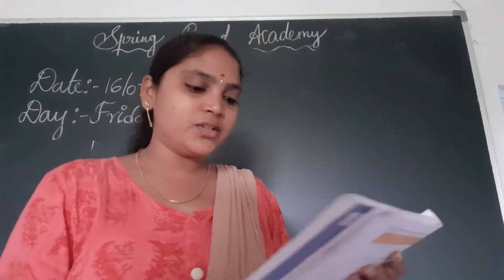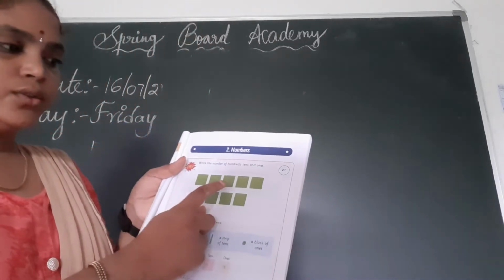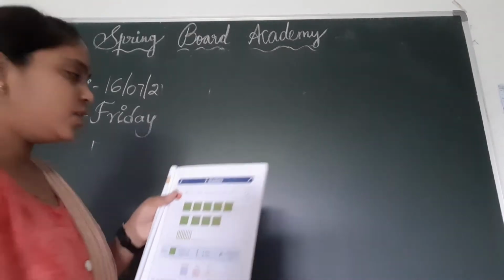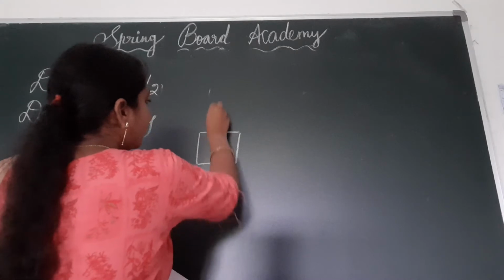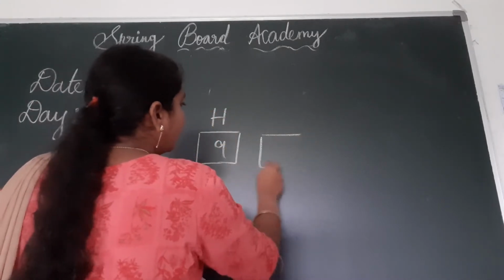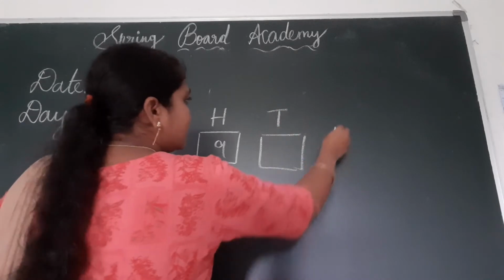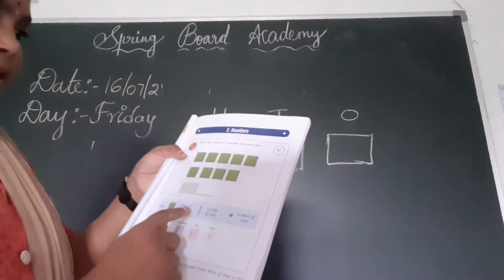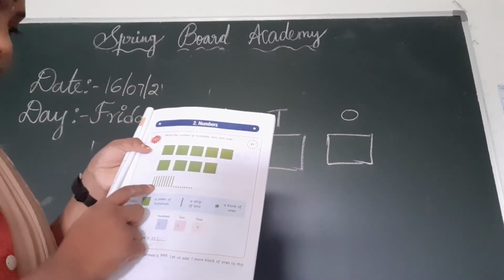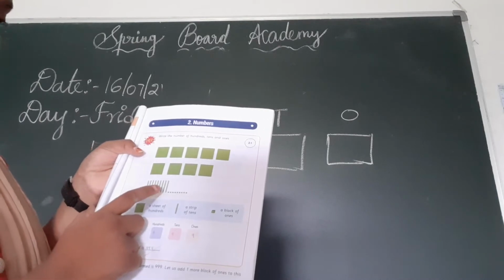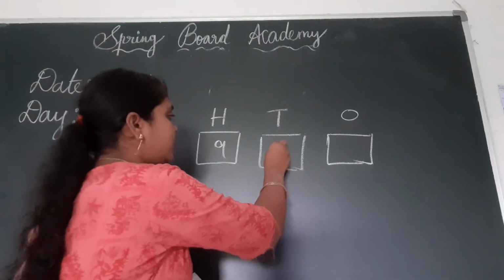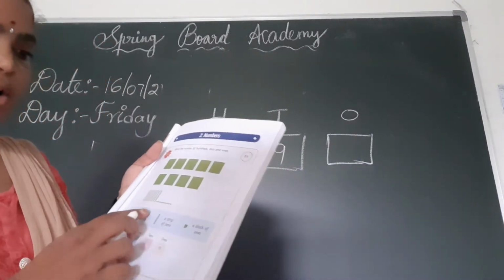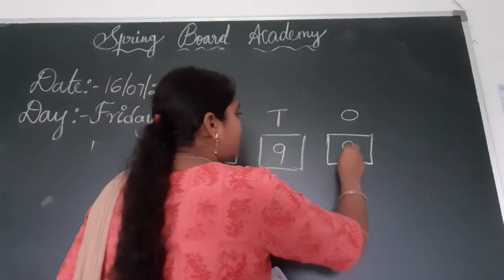So count the total, how many sheets are here, children? 1, 2, 3, 4, 5, 6, 7, 8, 9. So here how many hundreds are there? 900. And then count the number of strips and write in the tens place, and then count the number of blocks and write in the ones place. How many strips are here? 1, 2, 3, 4, 5, 6, 7, 8, 9. So 9 strips means 9 tens. And how many single blocks are here? So count, everyone. So total 9 blocks are there, children.